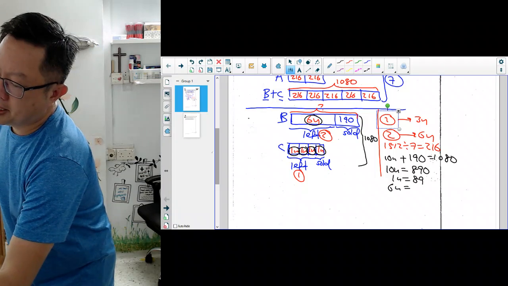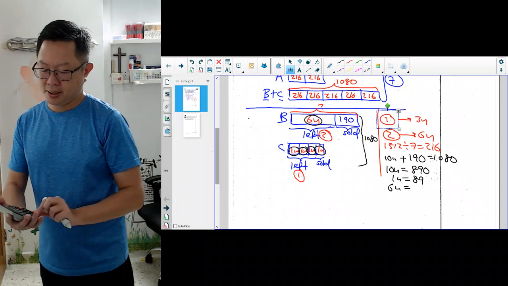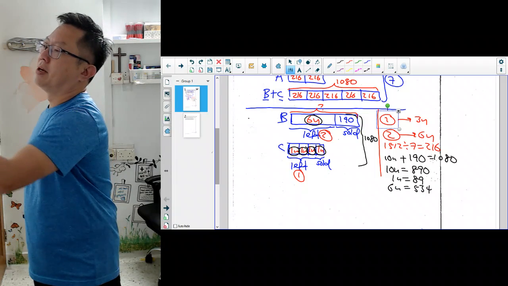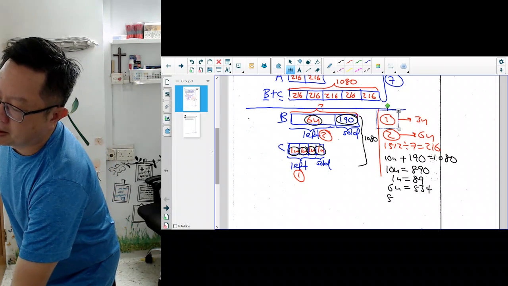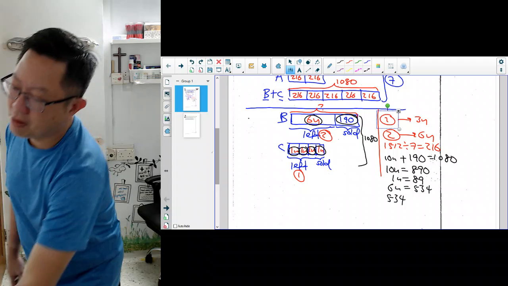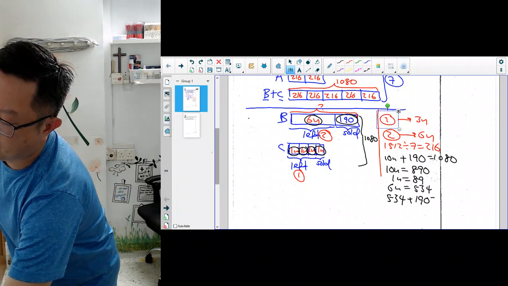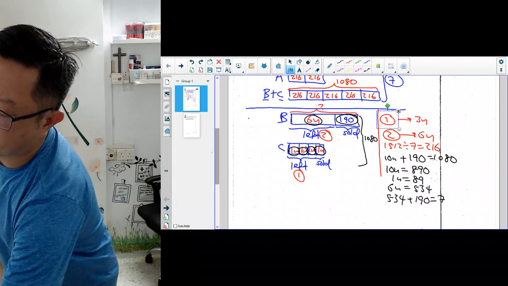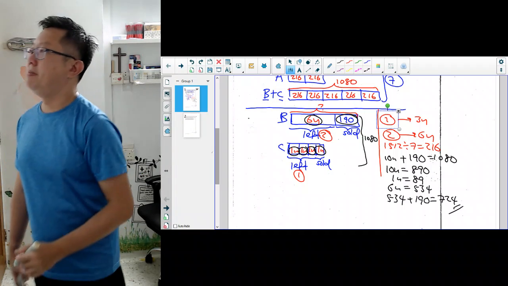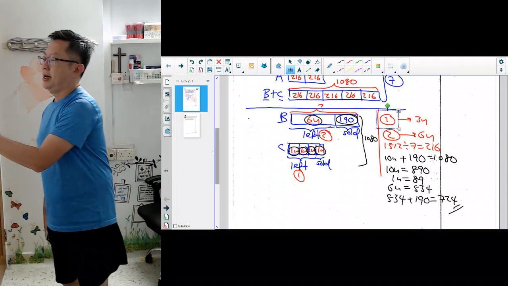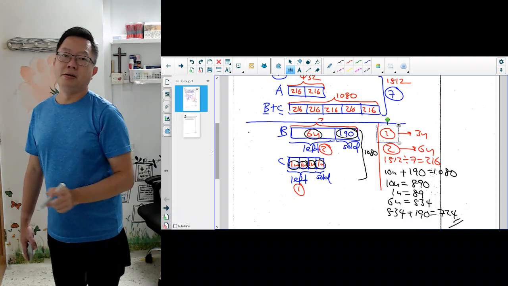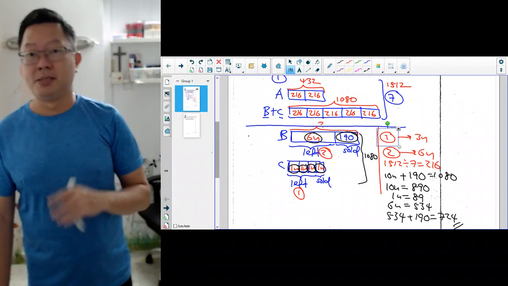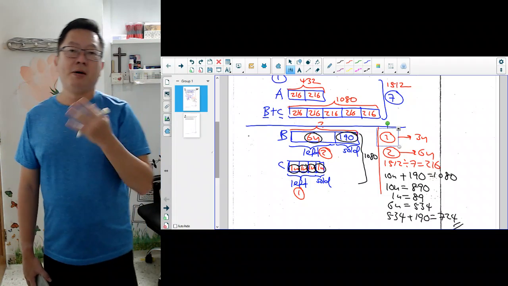So your 6 units will be 89 times 6, and you will get 534, and then don't forget to plus 190. So 534 plus 190, and your answer will be 724 stamps in box D at first, and you solve the problem using model drawing. So you can see there are quite a number of steps here because it's a 5-mark question, but that's how you draw out the problem.